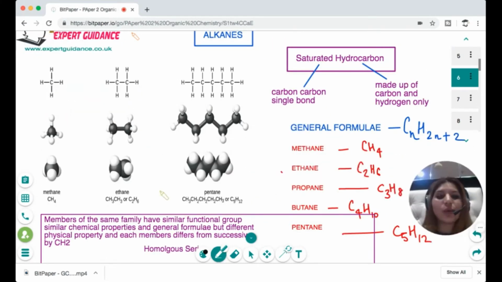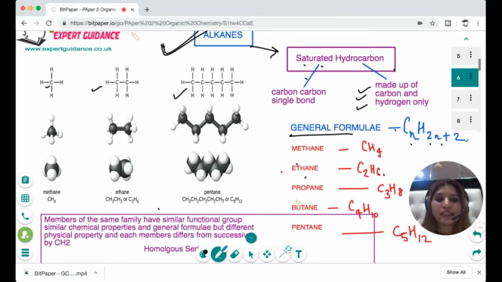Now let's see what hydrocarbons are. The first family of hydrocarbons is alkanes. How do we define alkanes? You have to define it using the words saturated hydrocarbon. Saturated means it contains carbon-carbon single bonds. You can see all these molecules have carbon-carbon single bonds. And hydrocarbons, because they are made up of carbon and hydrogen only, the general formula is CnH2n plus 2. So the first members would be CH4, C2H6, C3H8, C4H10, and pentane C5H12. So whatever the number of carbons is, you double it and add 2 for the number of hydrogens.